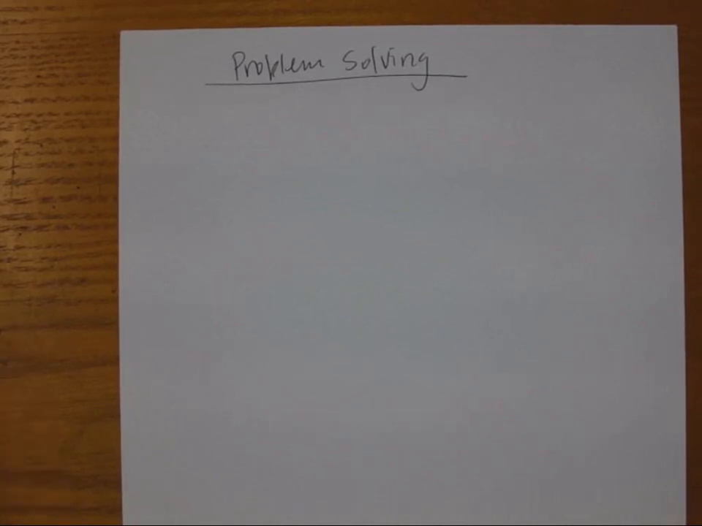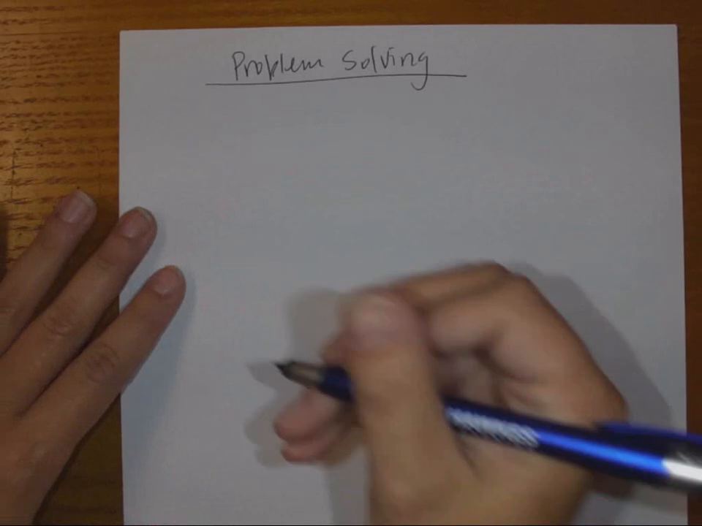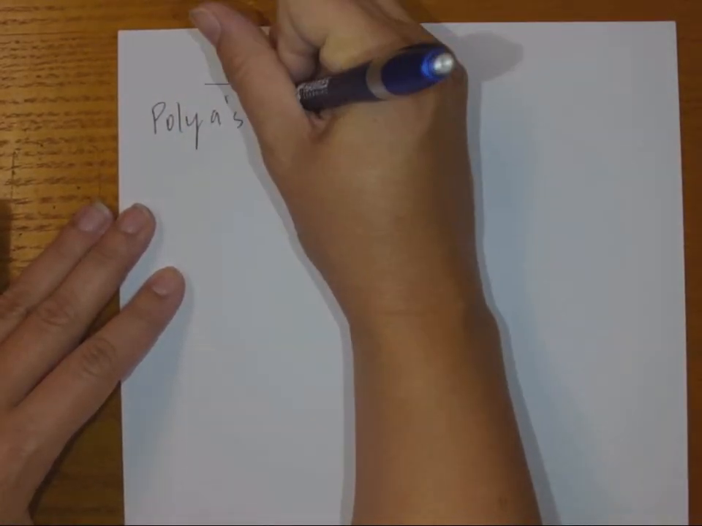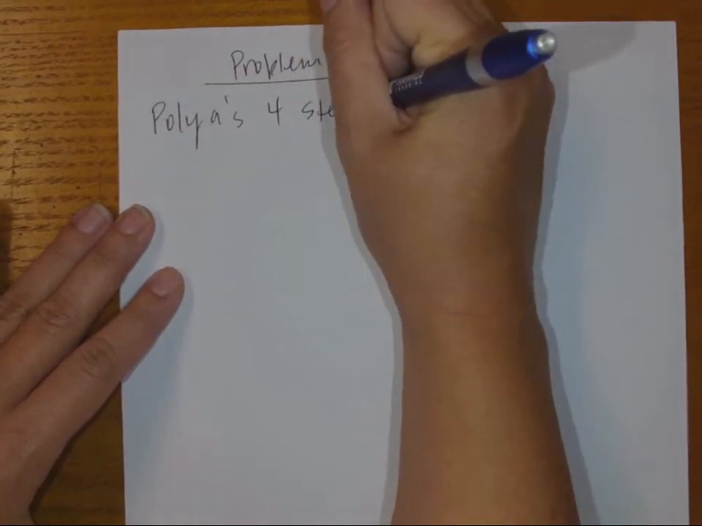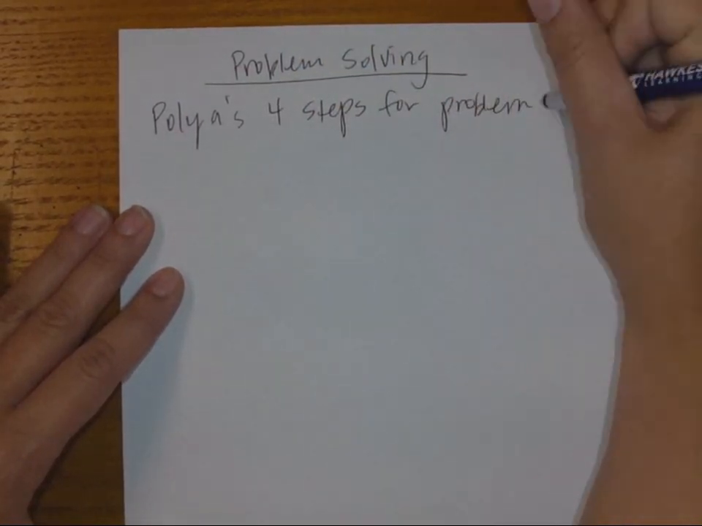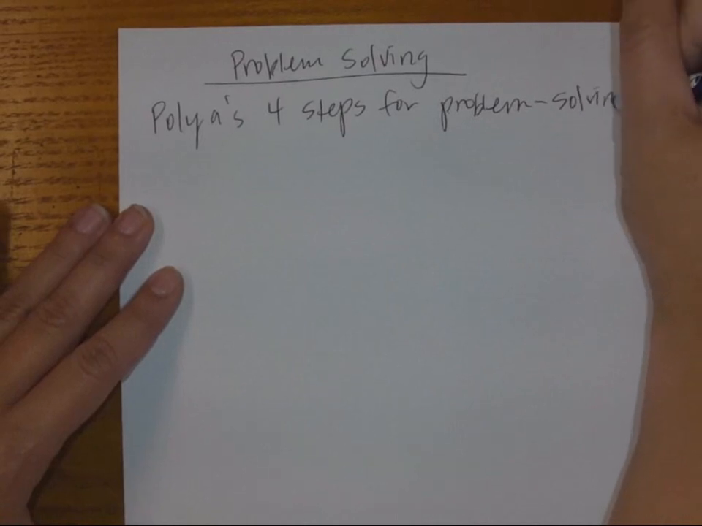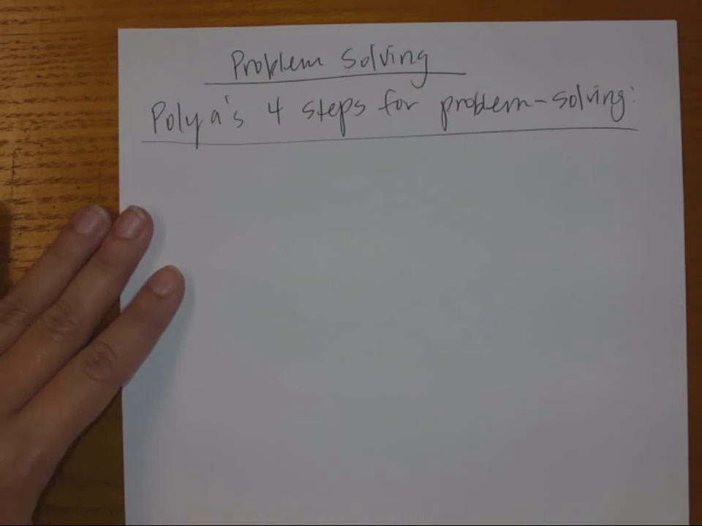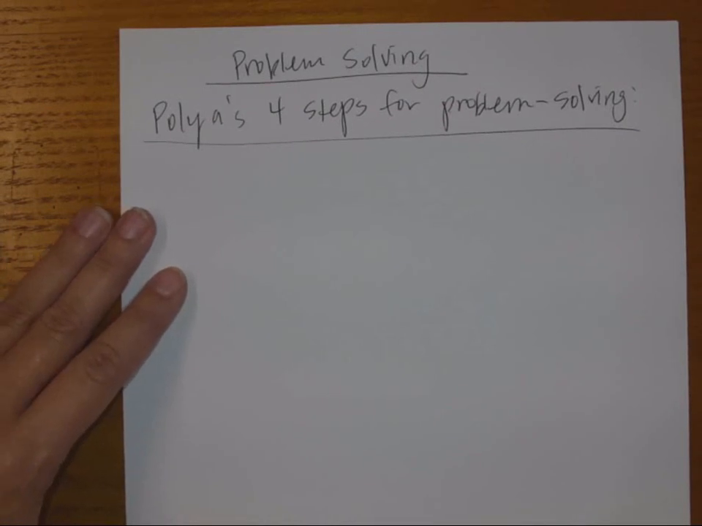So we are going to start off talking about steps for problem solving, and then we're going to talk about some strategies. This lecture will cover 4 strategies. The steps we're going to go over are Polya's 4 steps for problem solving. And again, I would encourage you to be taking notes as you go along, because these could be questions on a specific test or on your homework that you might want to refer back to.